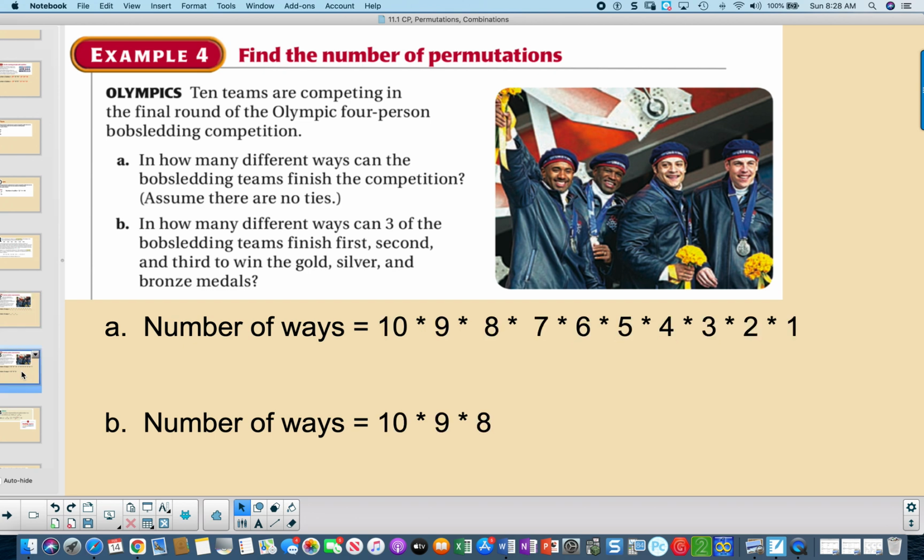Okay, for part A, we're just doing what we did before in the counting principle, 10 times 9 times 8 times 7 times 6, and so on. That is a factorial. That is 10 factorial. Now for the B part, remember there's only 3 places for gold, silver, and bronze. So for the gold, there's 10 ways, and then for the silver, 9, and bronze, there's going to be 8.